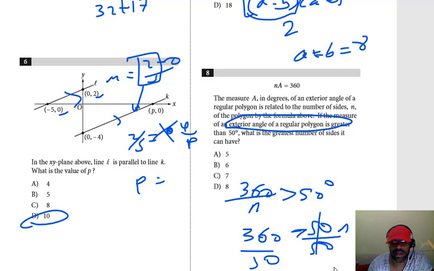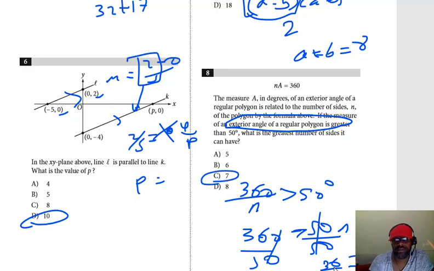So n is less than, when you divide 360 by 15, 7 point something. So the greatest whole number that is less than 7 point something is 7.